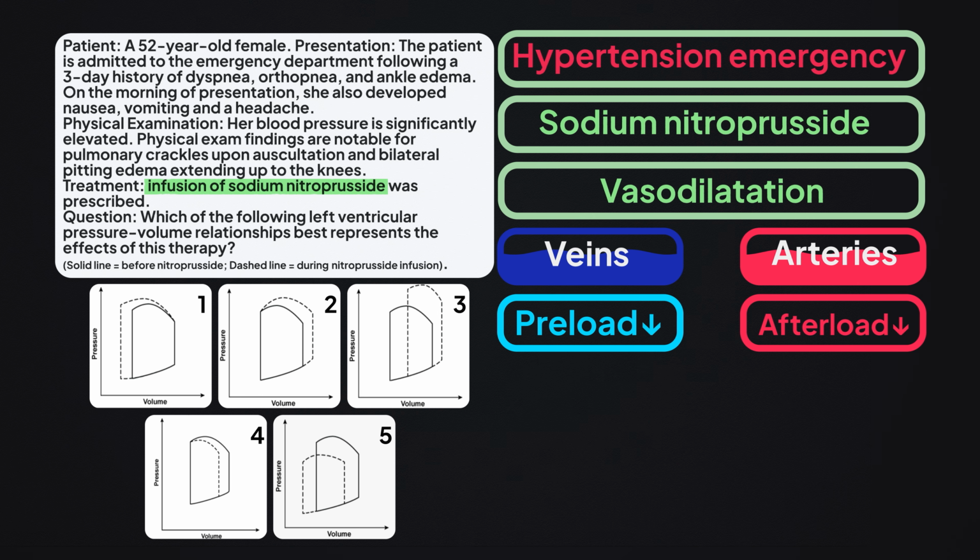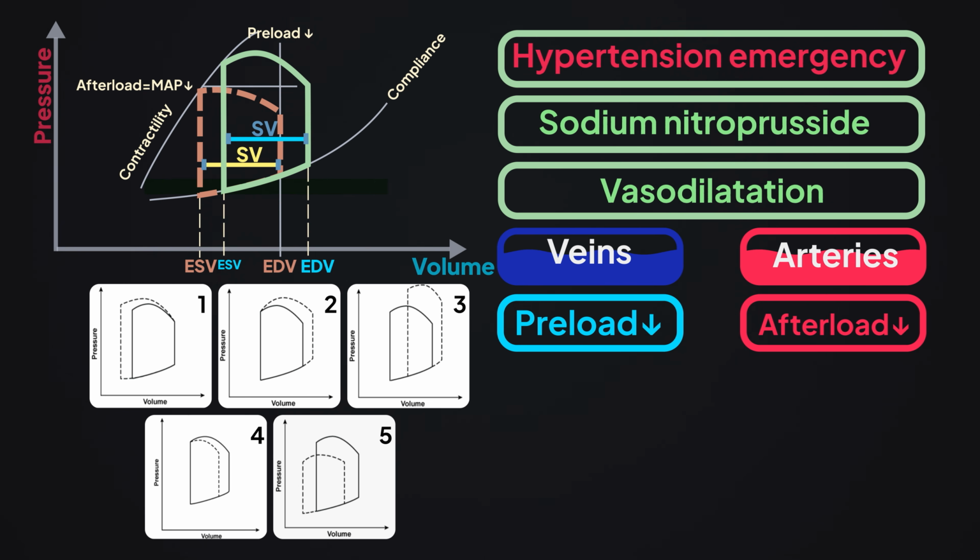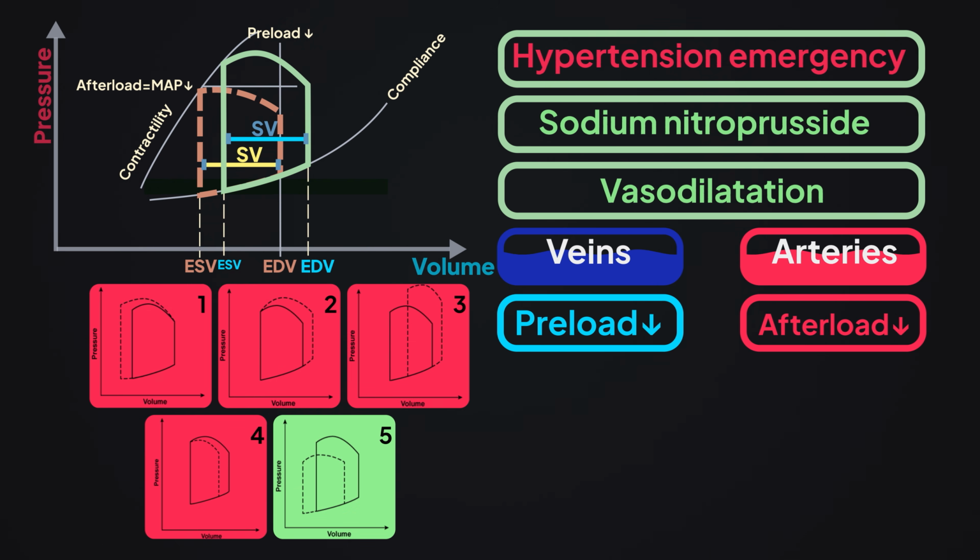Now look at the graph changes. Decreasing preload makes the graph narrower from the right side. Decreasing the afterload makes the graph shorter and allows it to widen back to the left. The result? The stroke volume remains the same, but the heart achieves it with much lower ventricular pressure. And that is how we find the correct answer.